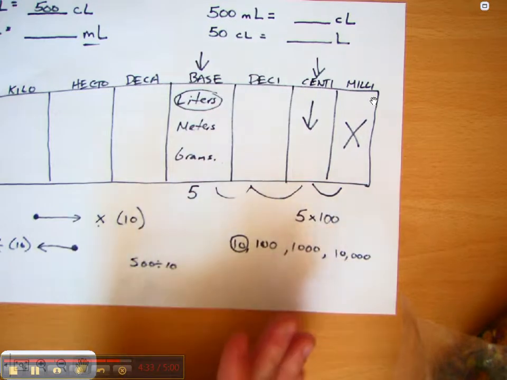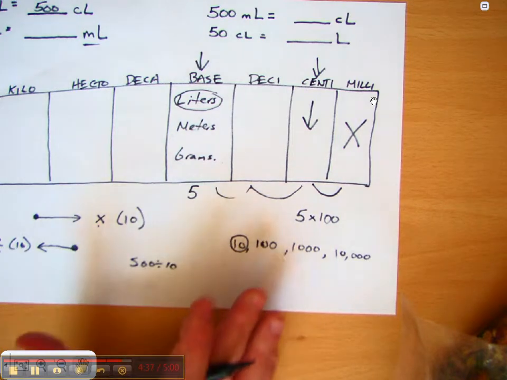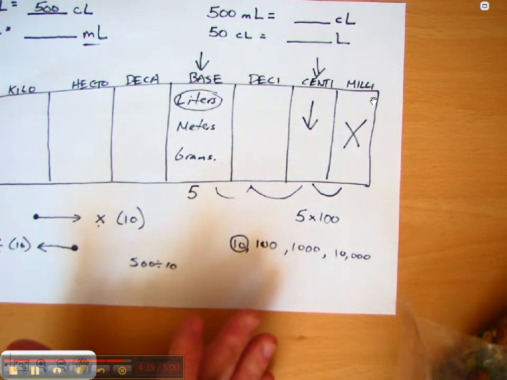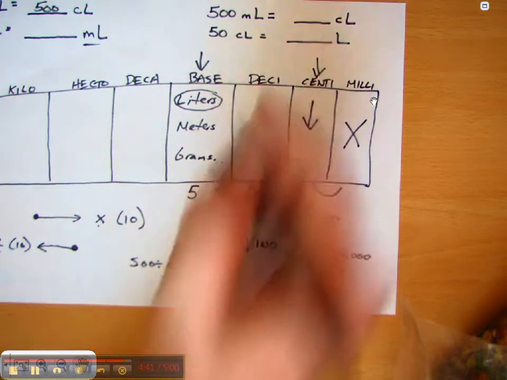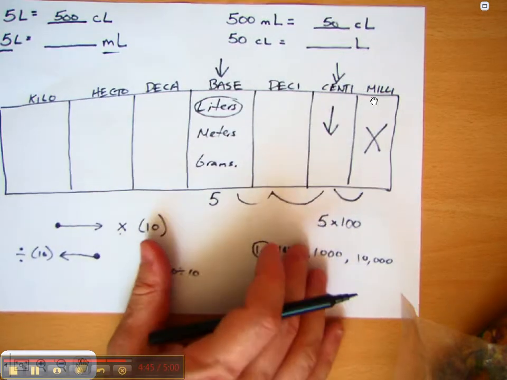And what is 500 divided by 10? Well, again, if you're confused on how to do that particular problem, please watch my Powers of 10 tutorial. That might help you out a lot. But 500 divided by 10 is 50. So 500 milliliters is equal to 50 centiliters.